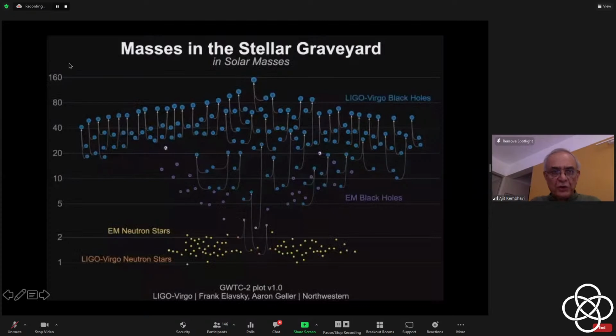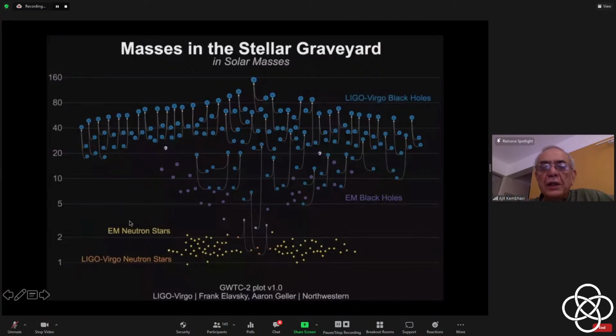And the last thing I want to show you today is this amazing diagram based on LIGO observations. So these are the masses of the compact objects which have been discovered so far.